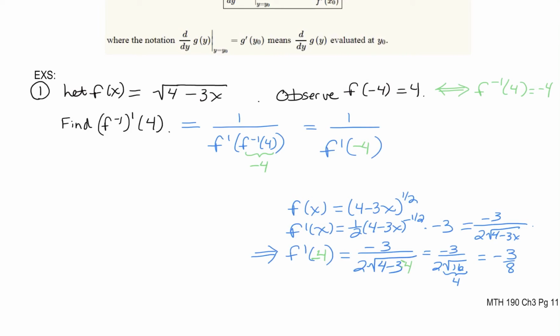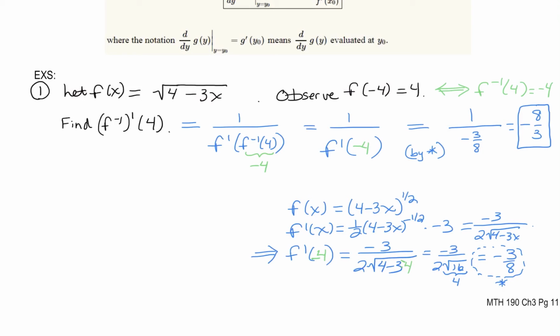And so we now have, I'll just circle that a little bit, maybe put an asterisk by it. This is going to be -3/8. f prime of -4 is -3/8. And of course, 1 divided by -3/8 is like multiplying by its reciprocal, and so we get -8/3.